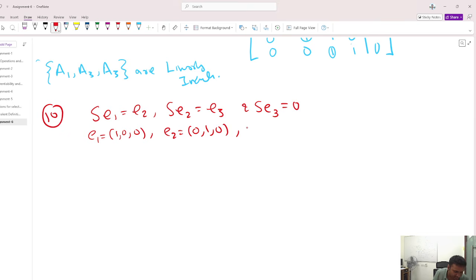So S is a 3 cross 3 matrix, of course. E3 is, or no, S can be anything. Let's see. What do we want according to that? 0, 0, 1.